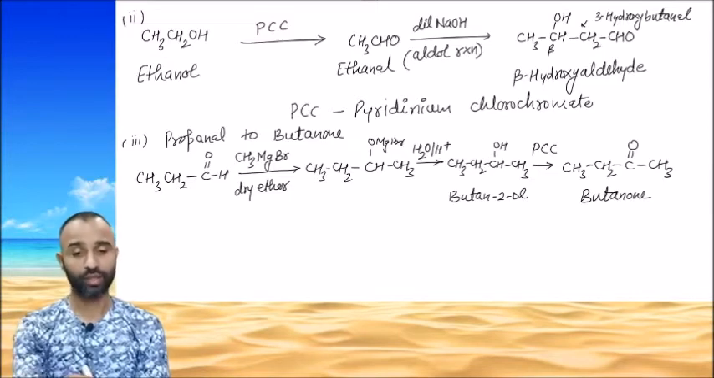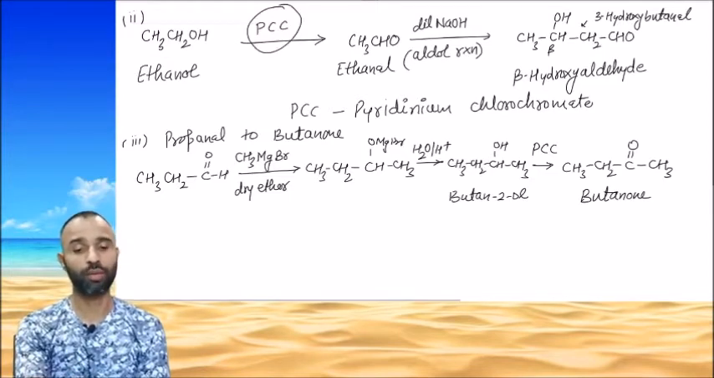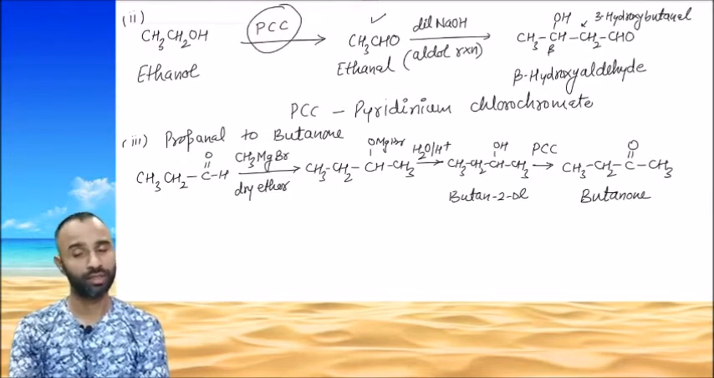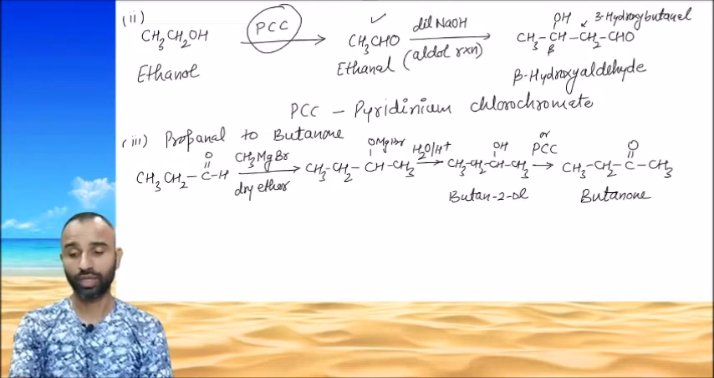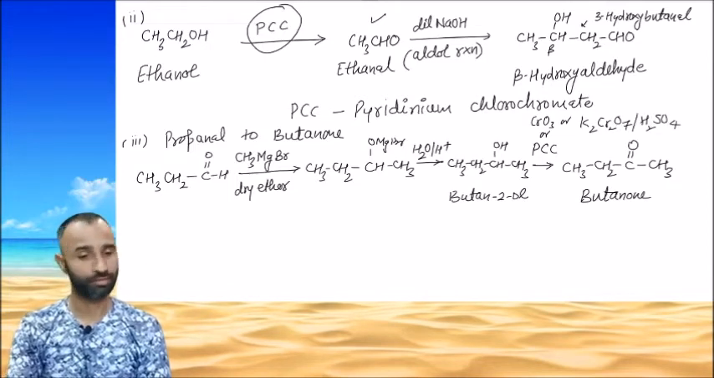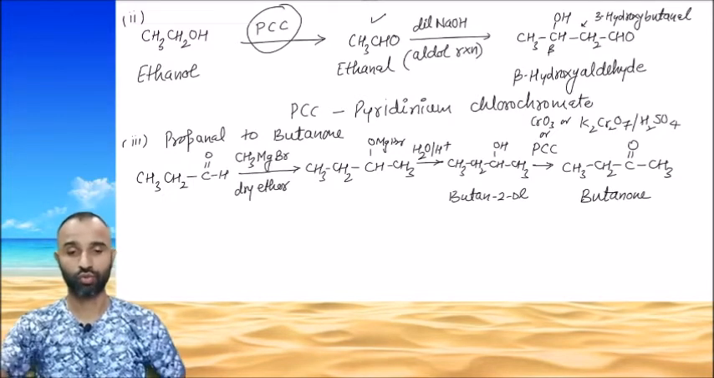Done. देखो, PCC is best to convert primary alcohol into aldehyde, but it can be used to convert secondary alcohol into ketone. Okay, or we can use CrO3, or we can use acidified potassium dichromate even. Okay, next one.